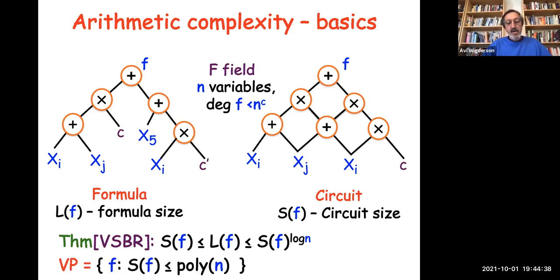And so VP, the class of polynomials that are easily computable, are exactly those that have a circuit of size polynomial in n. These are things we can efficiently compute, completely analogous to the class P for Boolean computation. The V there stands for Valiant. Of course, it's not his name, but everybody calls this class VP, Valiant's P. And we are trying to understand this class and the analogous class VNP.